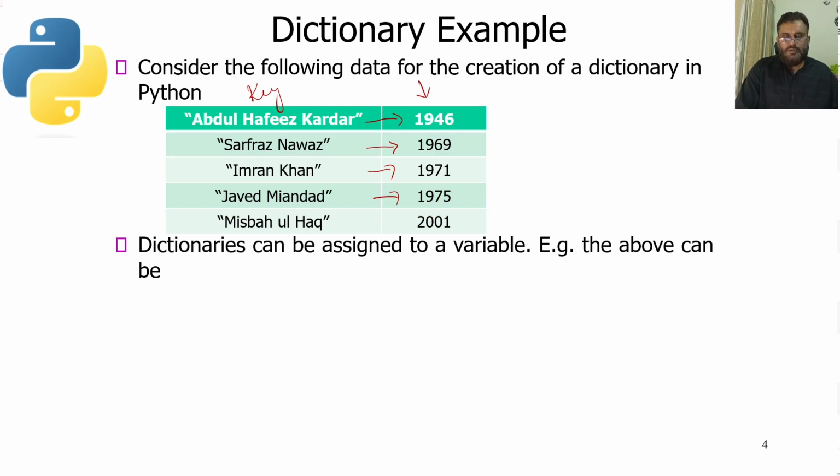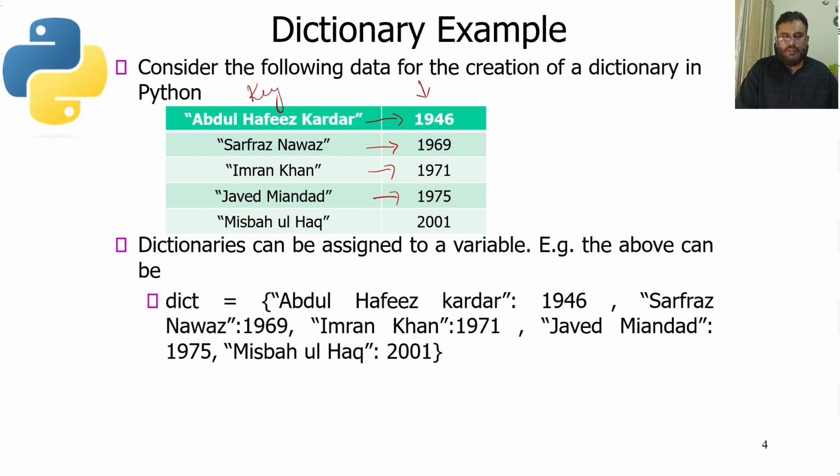So dictionaries can be assigned to a variable. For example, the above can be declared in Python like this. We define a variable dict and assign these key value pairs within these curly braces to this dict variable, following the notation we studied in the previous slide, that it contains names, colon, and the value. The name is the key, and the value after the colon is the value associated with this key. So these bunch of key value pairs will define this dictionary.